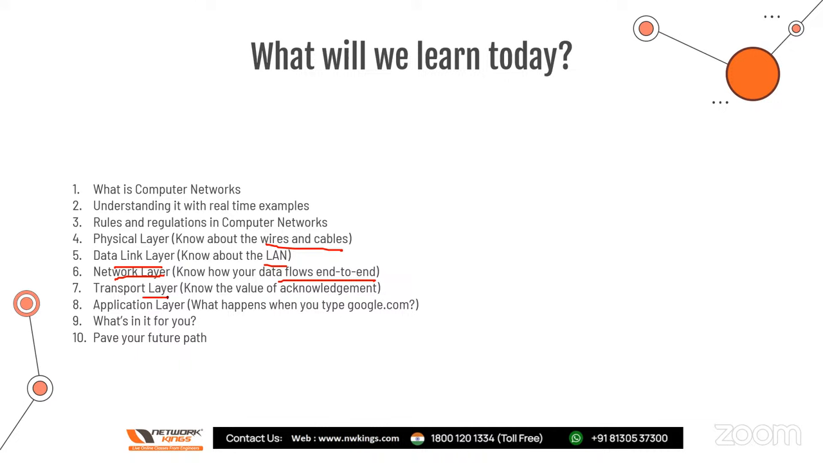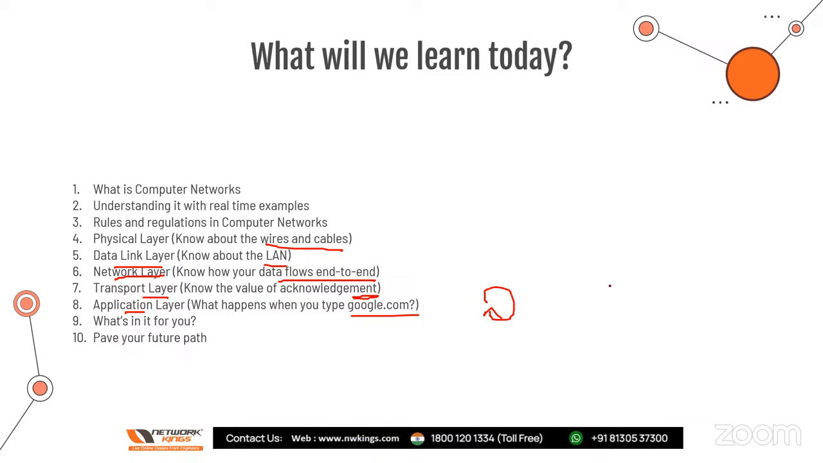Then you have the transport layer, where my device is sending some information to your device, and your device gives my device an acknowledgement that it has received it. In real time, where do we see these things? We'll understand that. And the last layer is called the application layer, where, for example, we type google.com in Chrome or Firefox or anywhere.